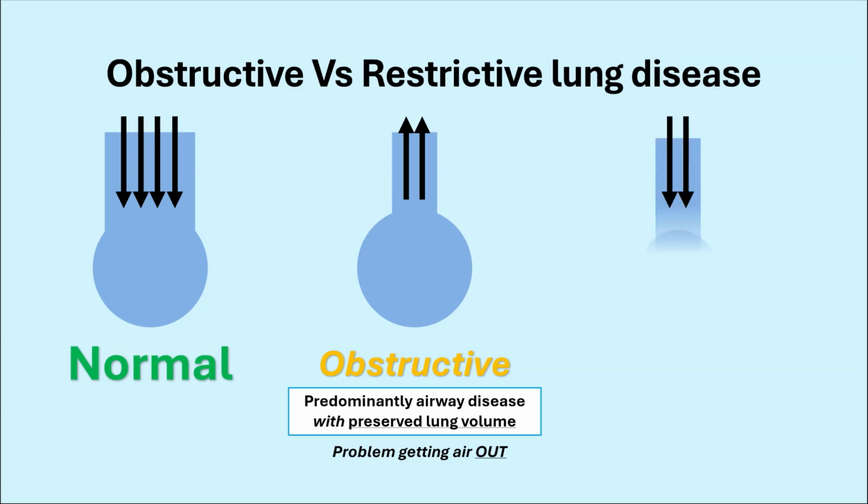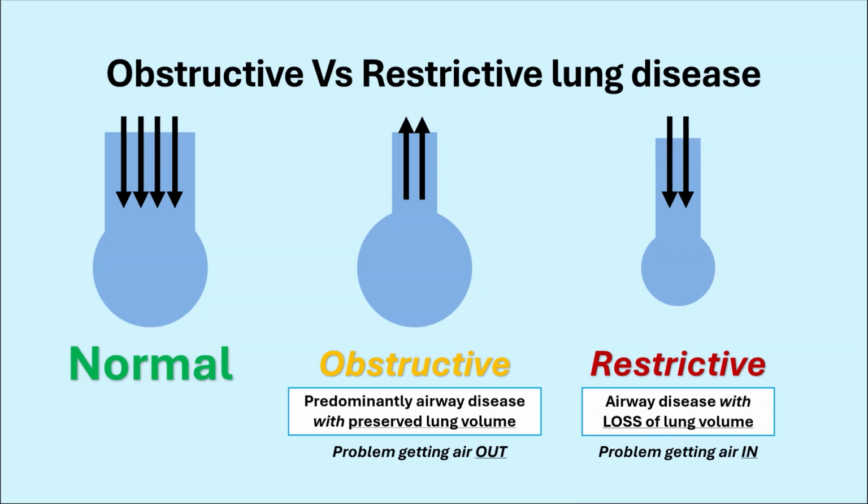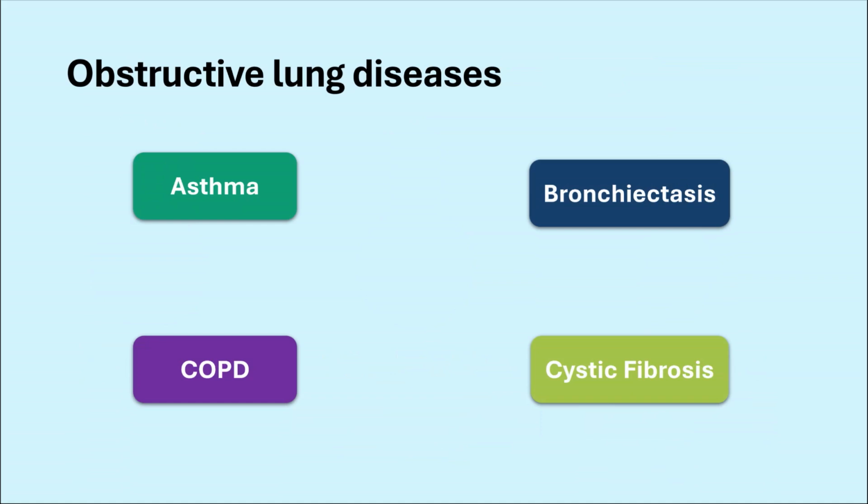Restrictive lung disease, meanwhile, typically has both airway disease with a loss of lung volume, but there's difficulty getting air into the lungs. This is because of reduced compliance but high recoil. There are four main types of obstructive lung diseases as shown here, and in this video we'll be focusing on asthma.